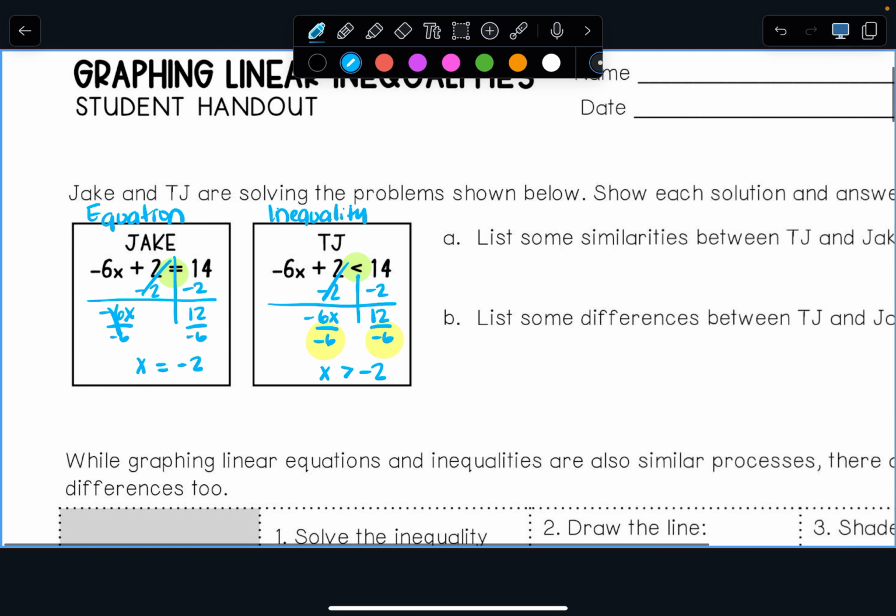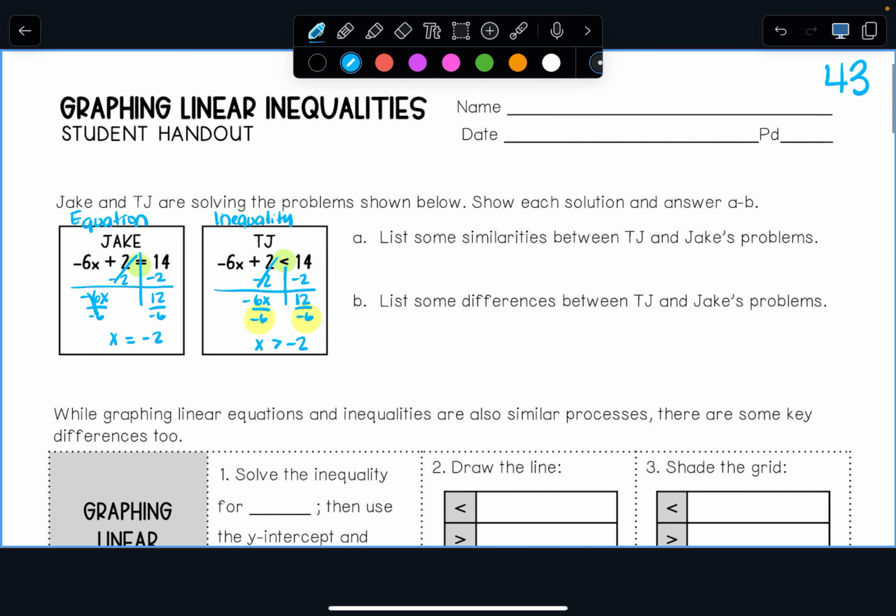So list some similarities. The similarities are the numbers, right? All the numbers are the same. Some differences, we have an equation versus an inequality. So you got to keep that in mind, okay? Keep that in mind when you are doing your work today.